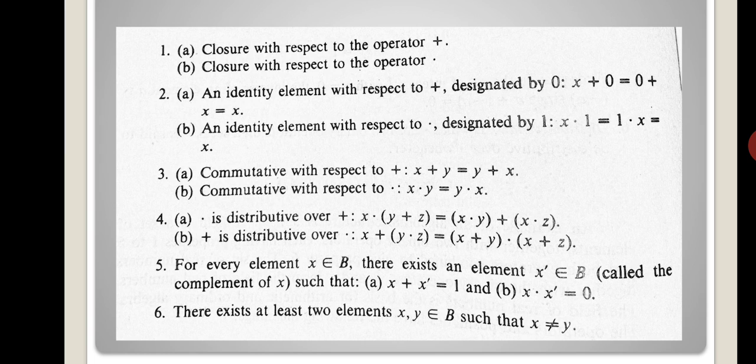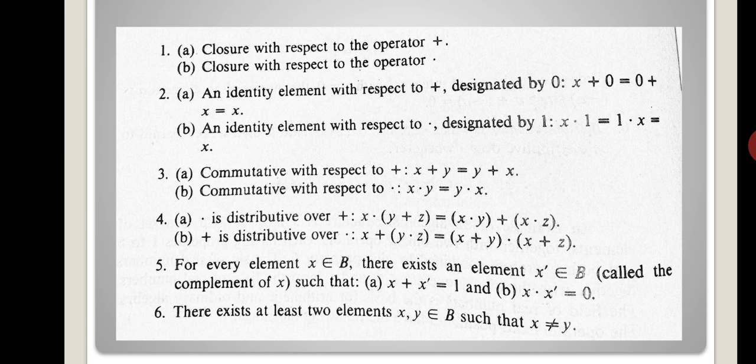The second one is that plus is distributive over the dot operator, or the plus operator is distributive over the dot operator. That is nothing but x plus (y dot z) can be represented as (x plus y) dot (x plus z). It is a simple multiplication, but with respect to the operator you have to be more careful while solving it. The fifth one is that for every element x in B there exists an element x dash, which can be called the complement of x.